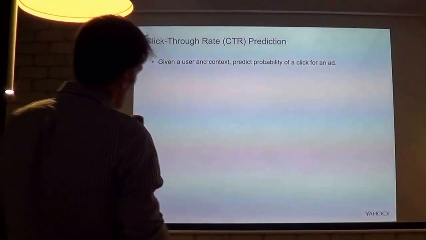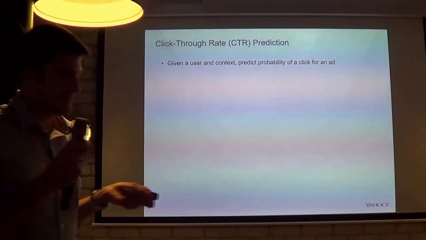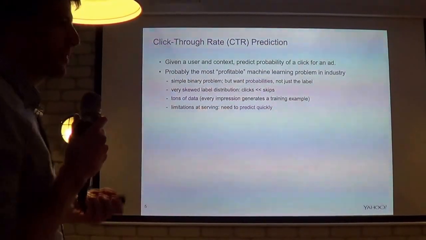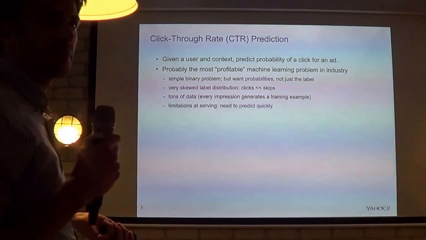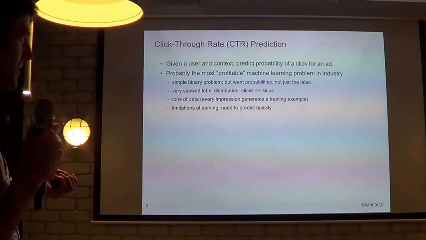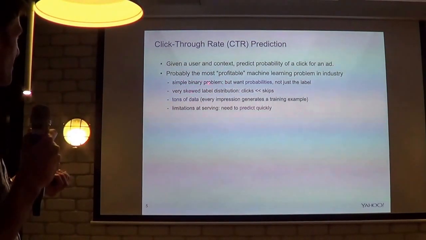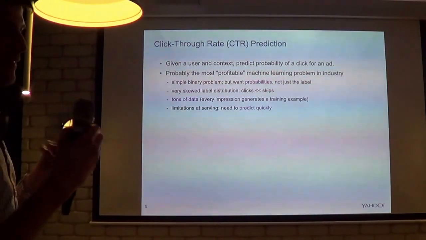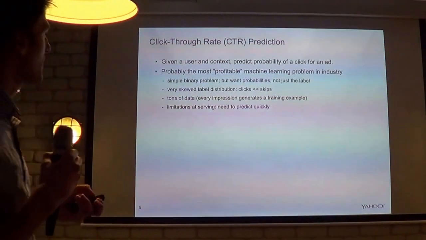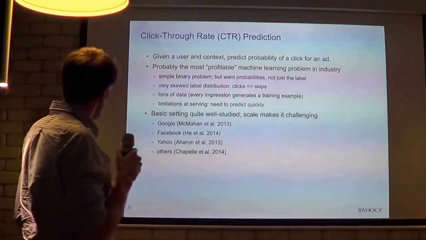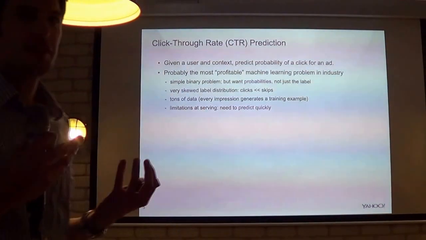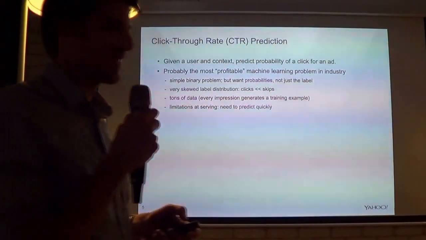Now, click-through rate prediction: just given a user context, predict the probability of a click. I would claim it's probably one of the most profitable machine learning problems in industry, and it's surprisingly simple. You have just a binary prediction problem. One thing that's a bit different is that you care about the probabilities rather than just the labels, which is sometimes the case. It's a very skewed label distribution, so most of the impressions are actually skips. Most people don't click on ads.